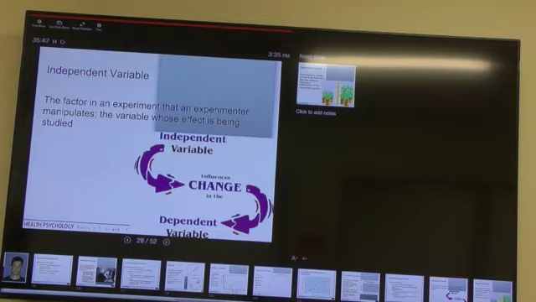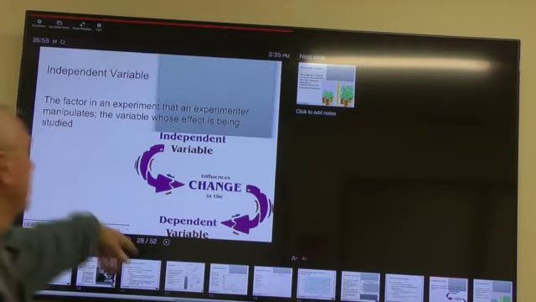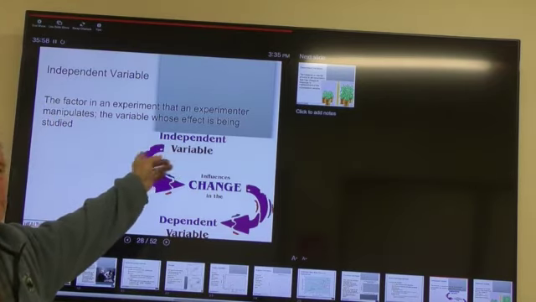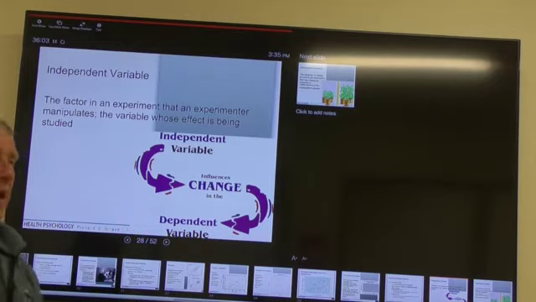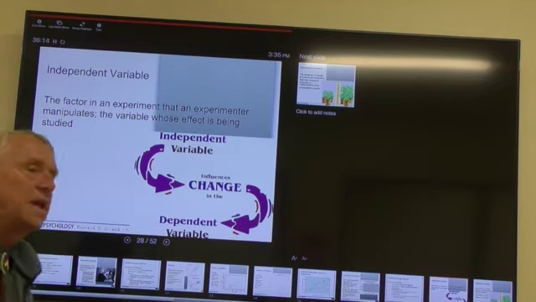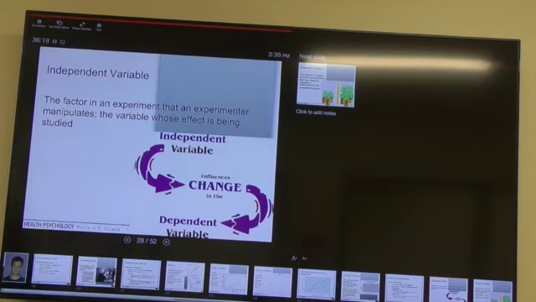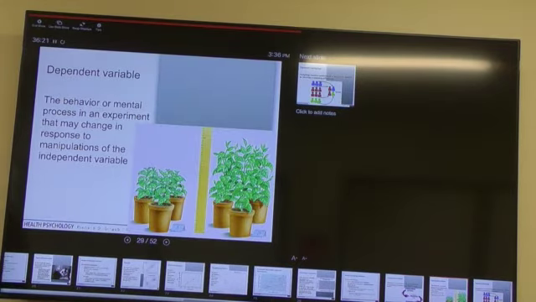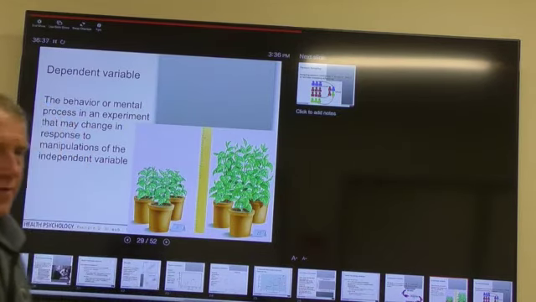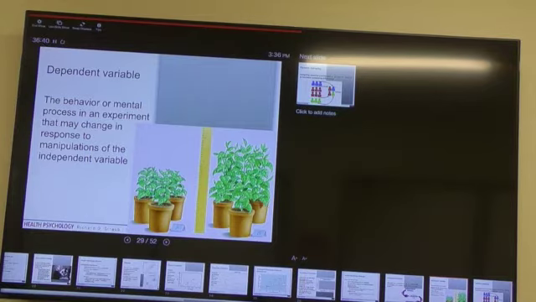The factor in an experiment that the experimenter manipulates, the variable whose effect is being studied, is the independent variable. And what we're doing, we're using independent variables. The independent variables are the ones that we manipulate. In my case, I didn't really manipulate them, but my independent variables were age, trauma, culture. Those were my independent variables. And my dependent variable that I was measuring with all of my subjects was resilience. The behavior or mental process in an experiment that may change in response to manipulations of the independent variable is your dependent variable. So we measured resilience with all of these different independent variables: age, gender, trauma level, and whatnot.